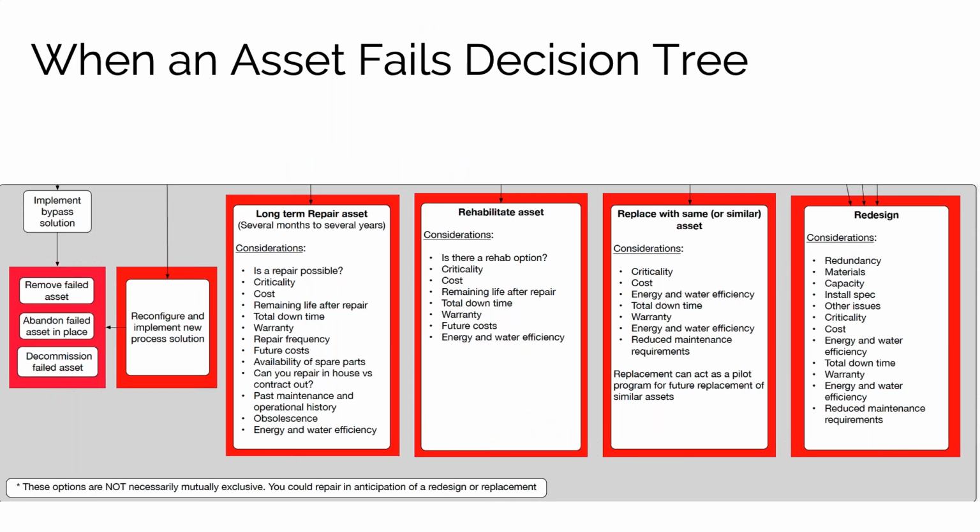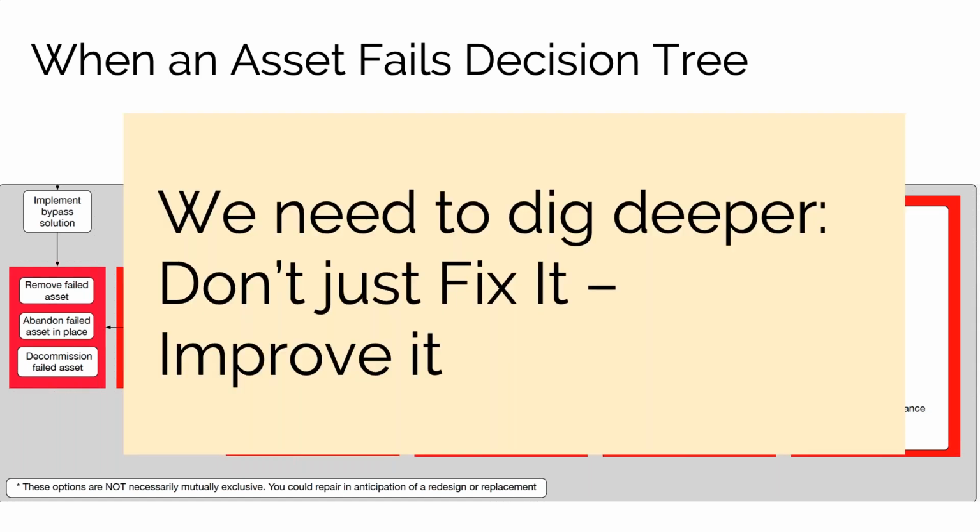So when the asset fails, we have different options. We don't have to always take the same approach. We can actually decide we're not going to even need that asset anymore. We might repair it, we might rehabilitate it, we might replace it, or we might redesign it. We might decide that it shouldn't go back the way it was. We should have a different type of asset or design slightly differently to make things better.